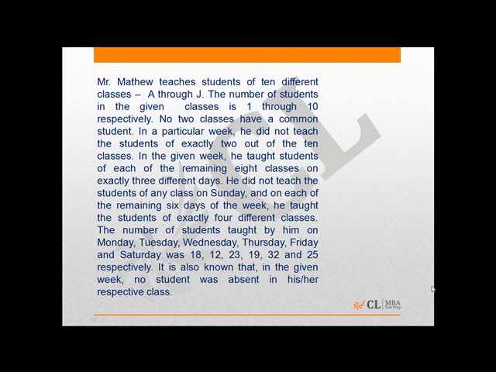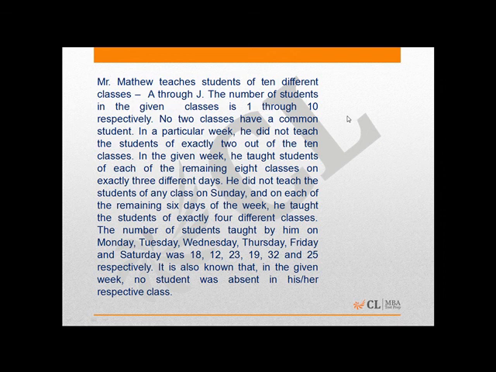Now the number of students taught by him from Monday to Saturday are 18, 12, 23, 19, 32 and 25 respectively. It is also known that in the given week no student was absent in his or her respective class. Now, to solve this question, the primary task is to figure out which are those two classes which he did not teach in this given week.